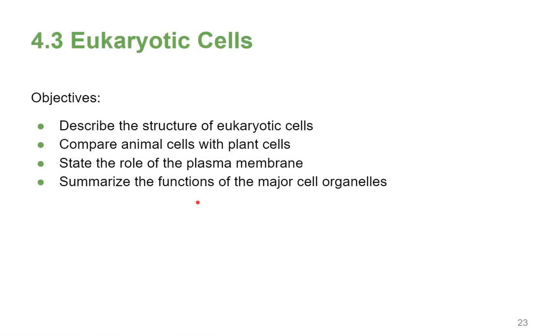All right, moving on to eukaryotic cells. So for eukaryotic cells, we're going to describe the structure of them. We will compare plants and animal cells. We'll also talk about the plasma membrane some more and summarize the functions of major cell organelles.